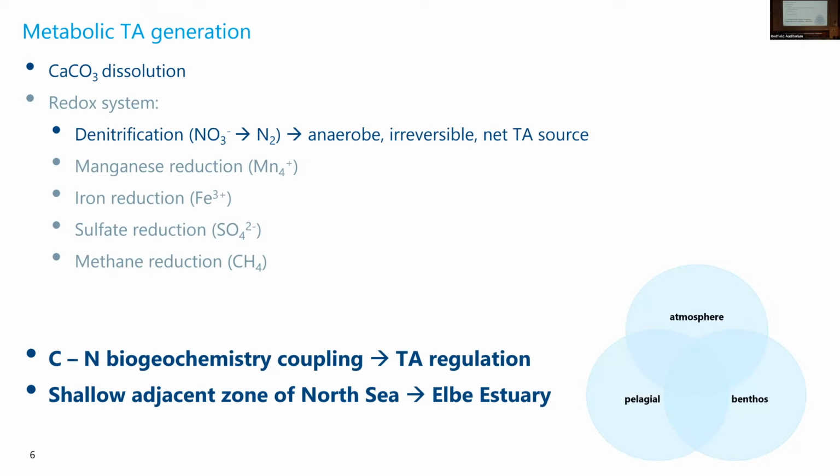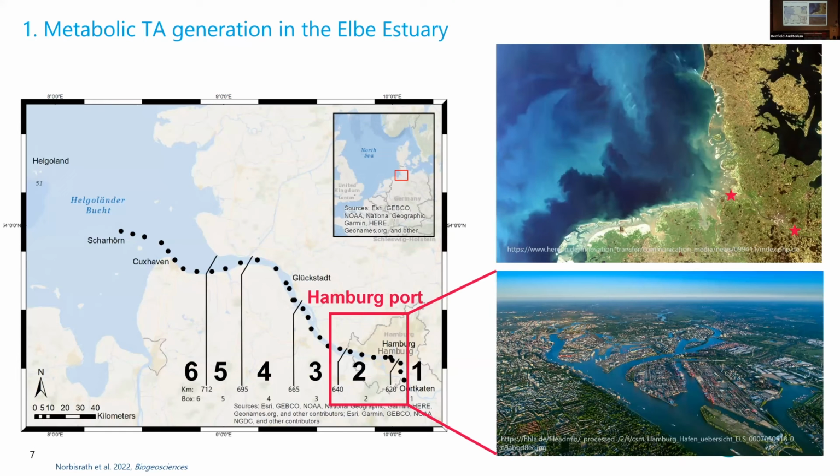So the focus in my work is set on the coupling of carbon and nitrogen as a tool to better understand alkalinity regulation in adjacent zones of marginal seas, where I focus on a shallow adjacent zone of the North Sea, which is the Elbe estuary. The nice thing here is that with the shallow water depth, we can combine and include all of the compartments like atmosphere, pelagial, and benthos to understand the biogeochemistry. The Elbe estuary is a highly anthropogenically impacted adjacent zone of the North Sea, and our special focus is set here on the Hamburg port, which is Germany's largest seaport, in the upper estuary.